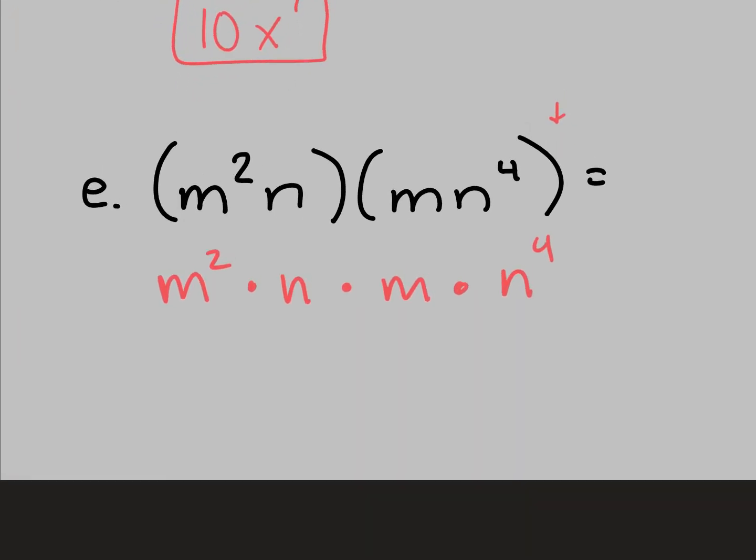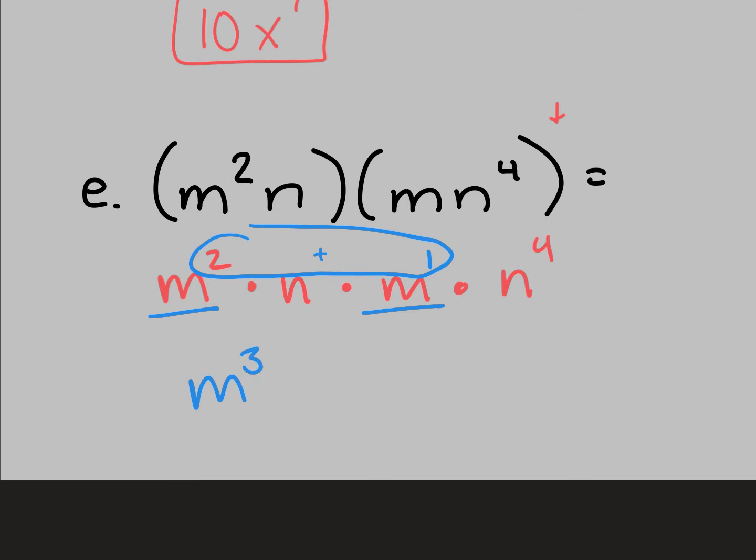Now, how would I multiply these together? So I start with the bases that are the same. So I have m squared and m. What's my exponent on that m that doesn't have an exponent? 1. And what do I do to the exponents? Add them together. So this would be m to what power? M to the third power.